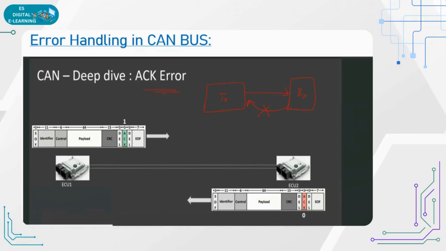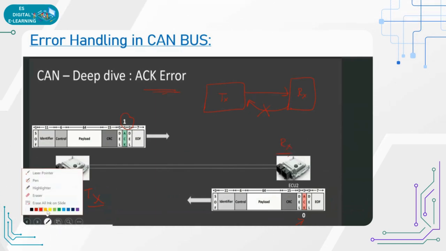You are able to see the data is able to transfer. Here in the acknowledgement slot, it has a 1. When there is no acknowledgement, it will be a 0. The transmitter is expecting some response from the receiver. So you can write down acknowledgement error.